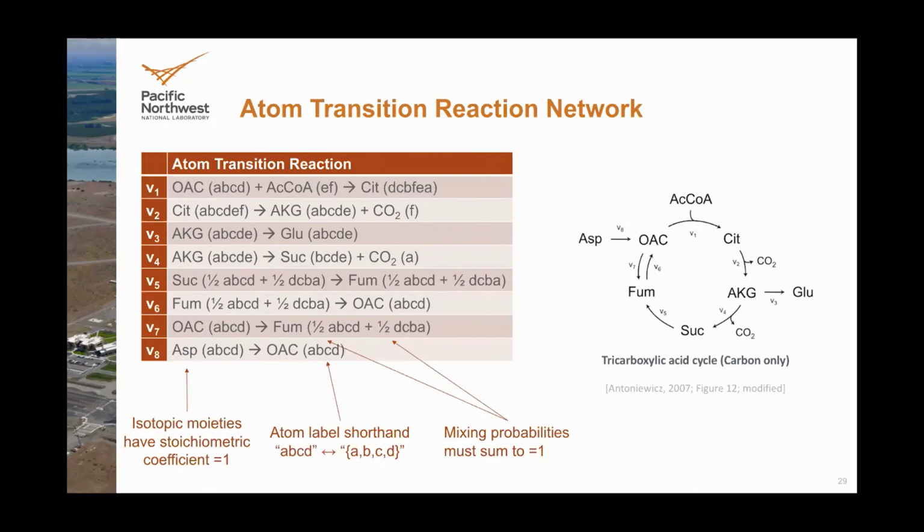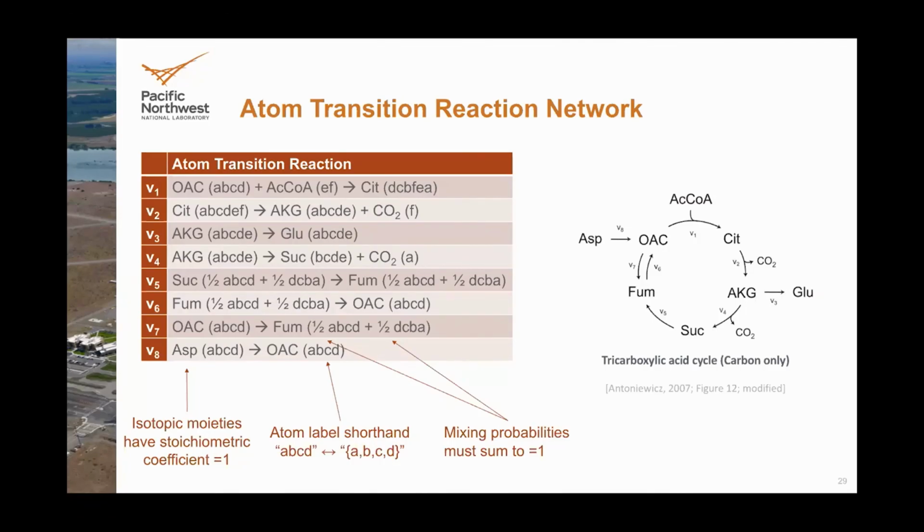To make things even more complicated, you may have moieties that have stereochemistry. For example, succinate and fumarate, they have rotational isomers. Now, we can account for that by having a probability associated with each ordering of atoms. So if you look at V5, you'll see that succinate, there's a 50% chance of observing A, B, C, D, and a 50% chance of observing D, C, B, A.